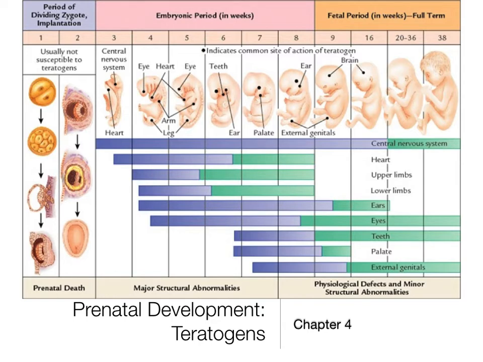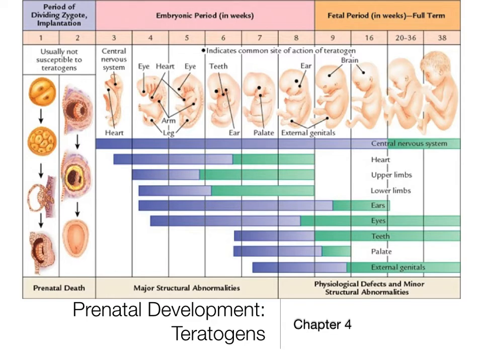We're going to finish up Chapter 4, Prenatal Development, by talking about teratogens. So here's the same table that we've looked at before, but you can see that when there are teratogens introduced, now we have information across the bottom of this table that says what will happen.